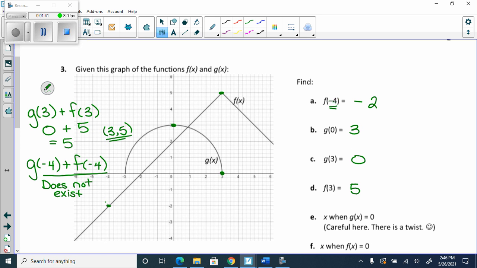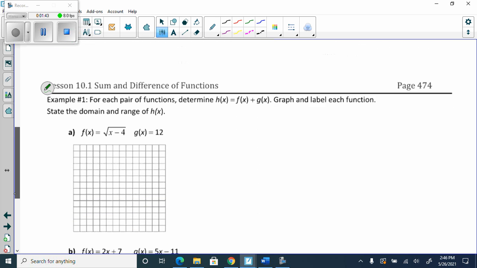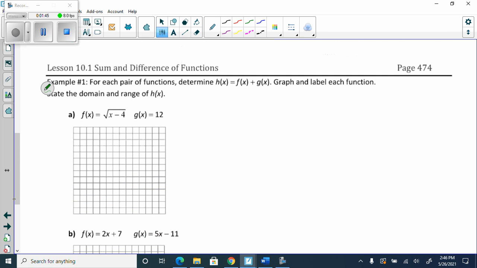That's where we're headed. So let's look down here. What about E and F? We're skipping them. It's negative 3. So we're going to look at example 1. For each pair of functions, determine h of x equals f of x plus g of x. Graph and label each function. State the domain and range. So h of x equals f of x, which is square root of x minus 4, and then g of x, so plus 12.